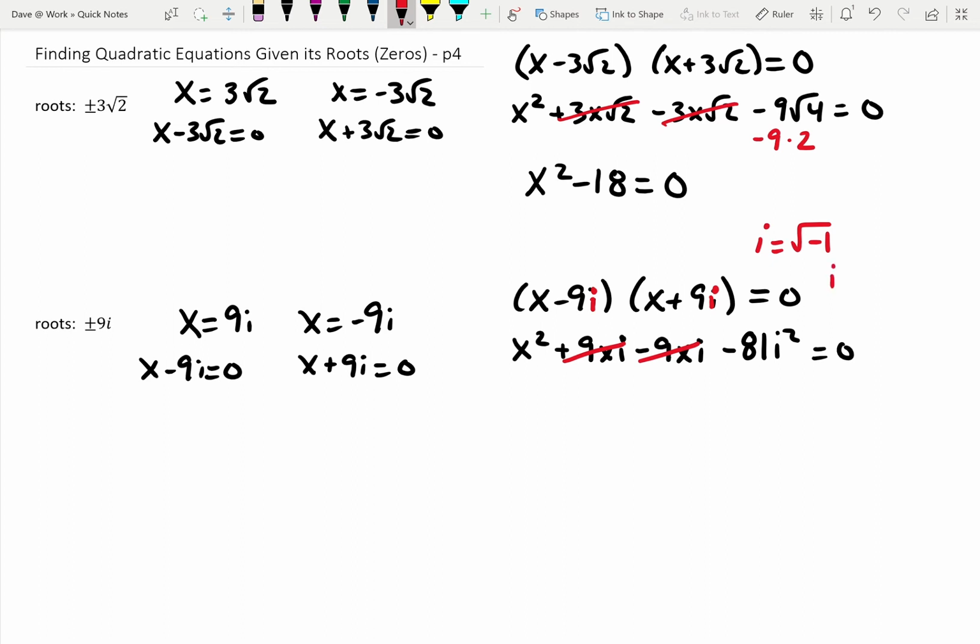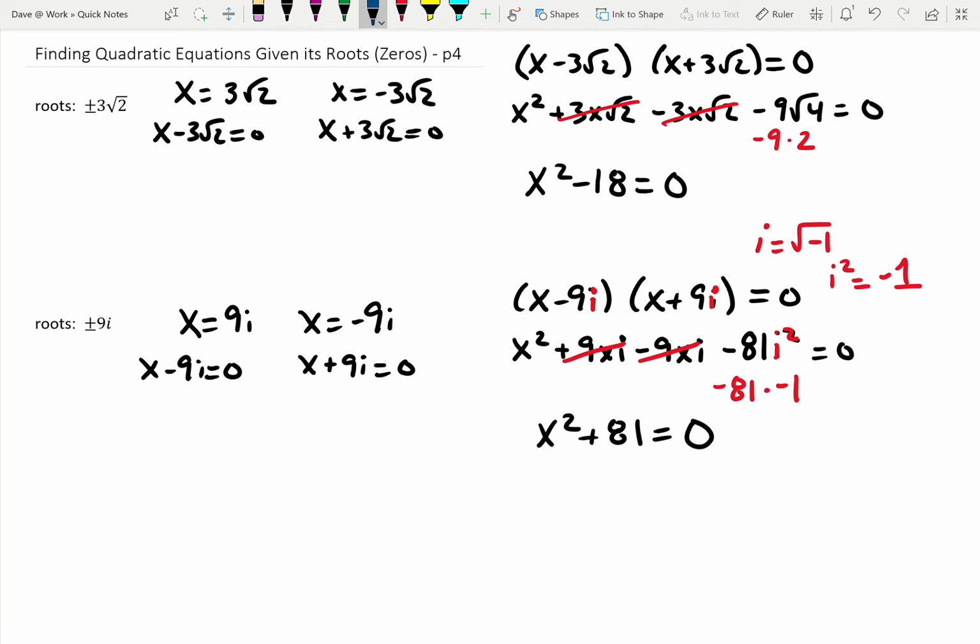And I say it has to be simplified because I need to remember that i squared, which is right here, equals negative 1. So negative 81 will be multiplied by negative 1, and I can come up with a final quadratic equation of x squared plus 81 equal to 0.